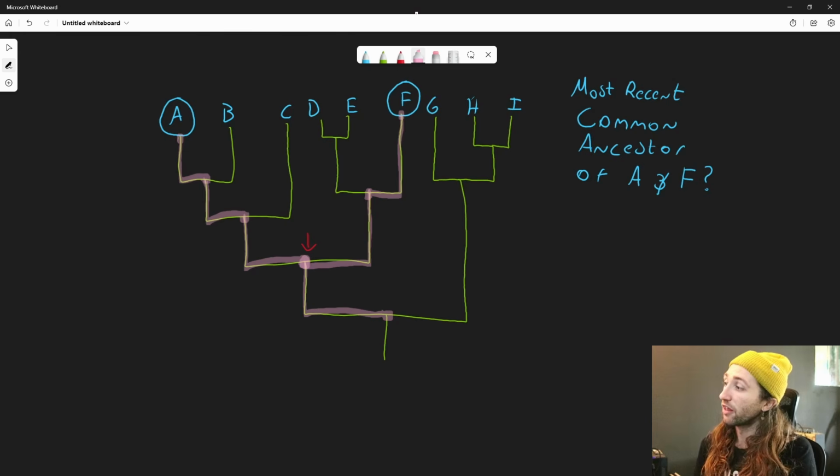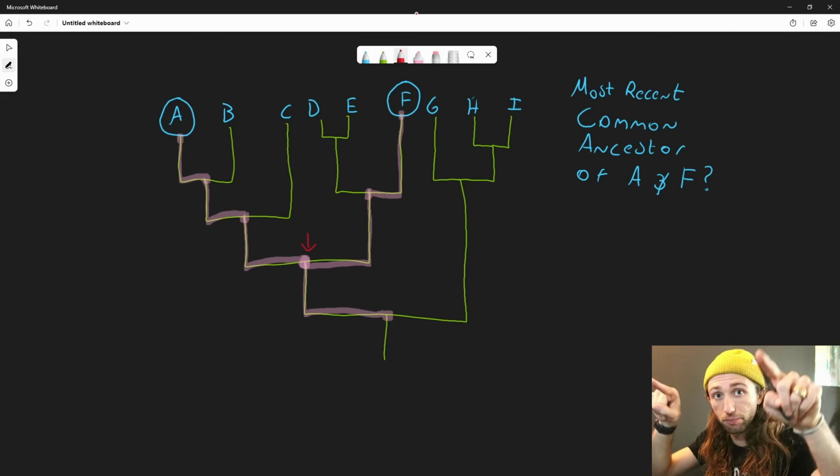A and F, this is a common ancestor to A and F, right? Because if we follow the phylogenetic tree, we go up, but it is not the most recent common ancestor, okay? The most recent is the one where they first meet up on the tree.